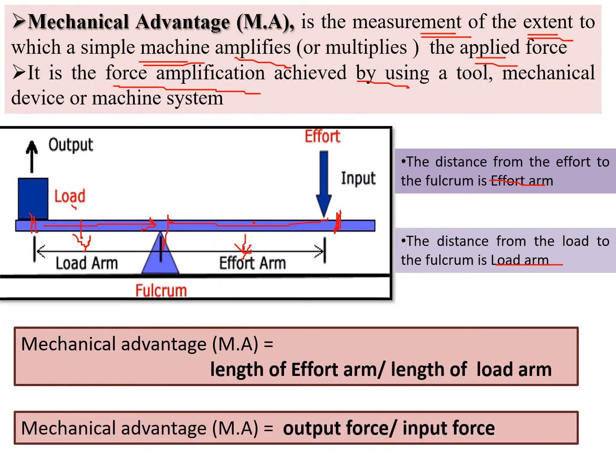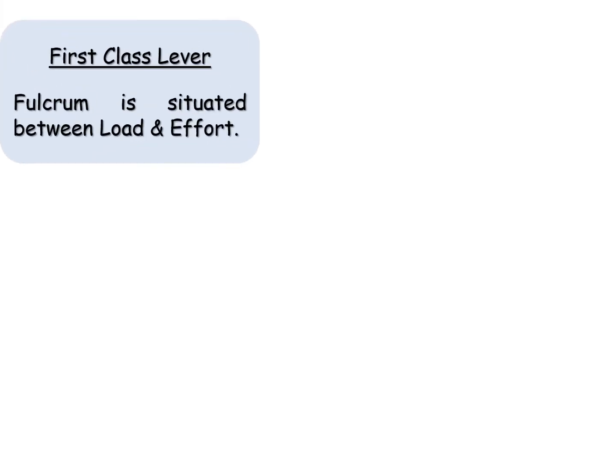Now mechanical advantage also, if you know the input force and output force, you can say mechanical advantage is the ratio of output force to input force. Now as we understood, based on the position of the effort, load and fulcrum, the lever has 3 classes. So what is the first class?